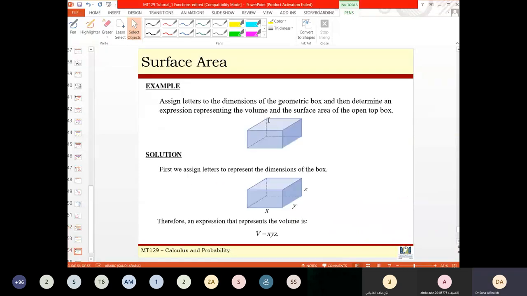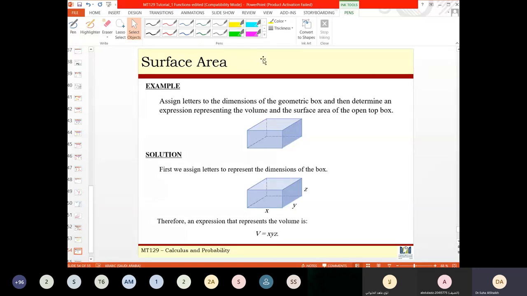So the surface area, now we will go higher. We will go with the volume. We will go to a 3-dimensional shape. Now they are giving you this box. Assign letters. Yes, F for fencing, yes Farah, you are correct. Now assign letters to the dimensions of the geometric box and then determine an expression representing the volume and the surface area of the open top box.